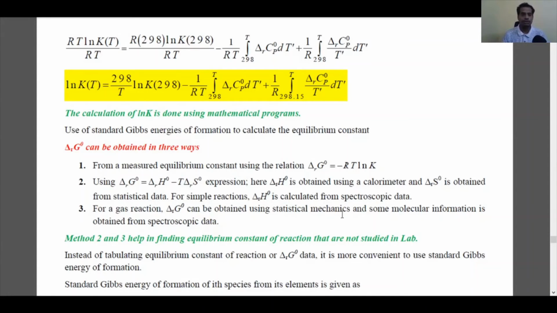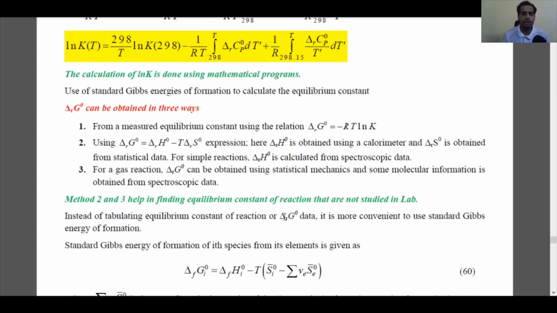The first way is to use the expression minus RT ln K. That is, if you know the equilibrium constant, you can find out the reaction Gibbs energy at standard state. The second procedure is to use the expression delta H minus T delta S. Here the enthalpy and entropy data need to be known. The enthalpy data can be obtained from spectroscopic information or calorimetric values, and the entropy data is obtained from statistical thermodynamics. Similarly, the third way of determining the reaction Gibbs energy at standard state is using statistical mechanics and some spectroscopic data as well.